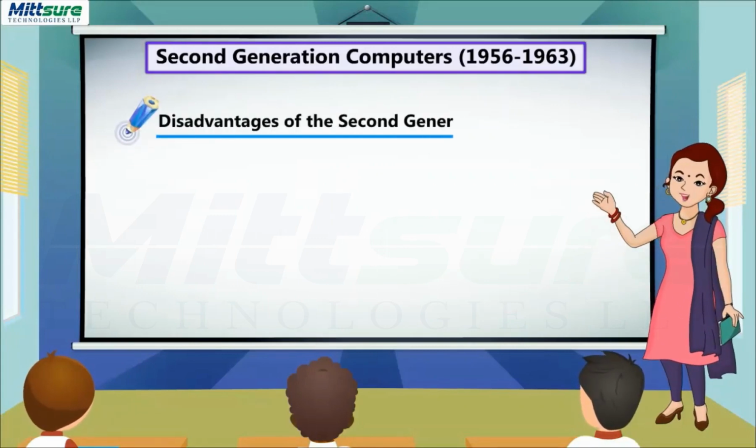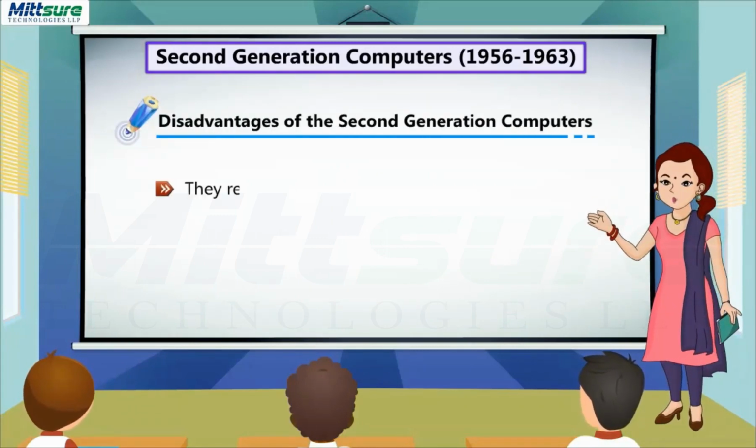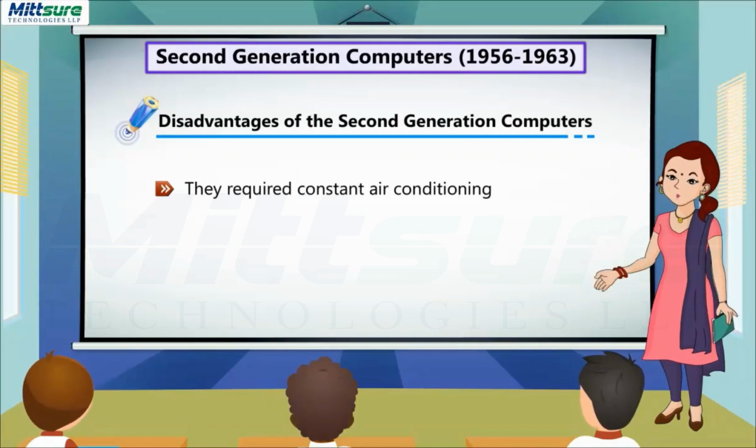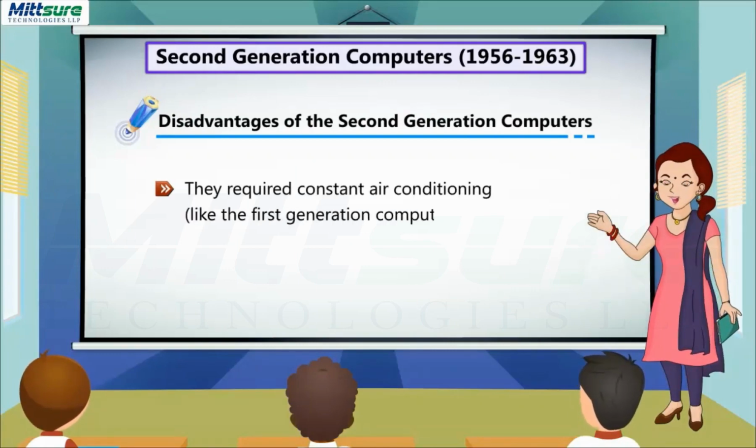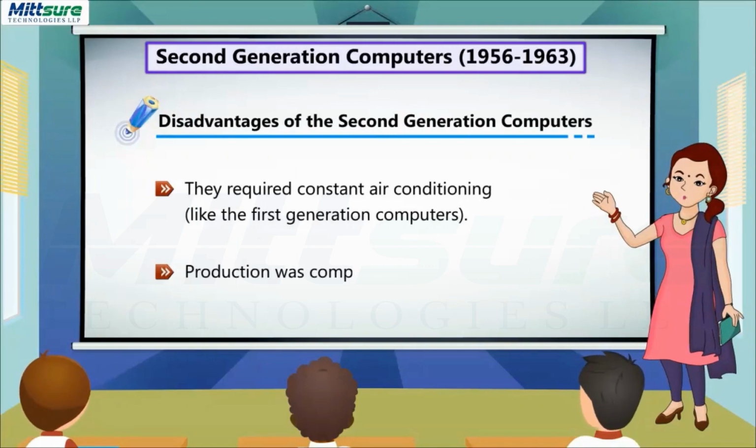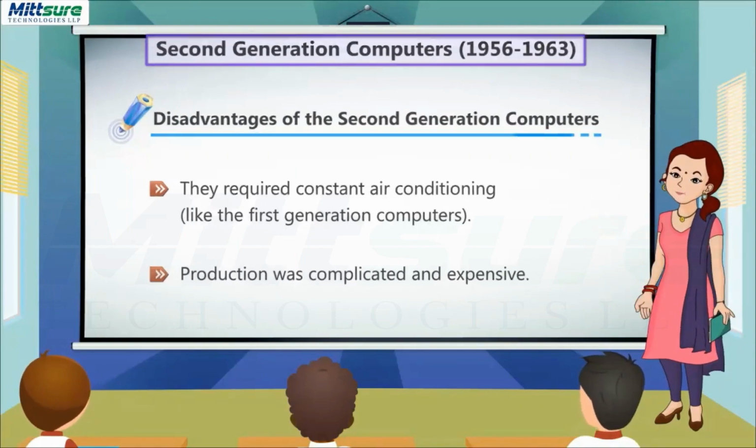Disadvantages of the second generation computers. They required constant air conditioning, like the first generation computers. Production was complicated and expensive.